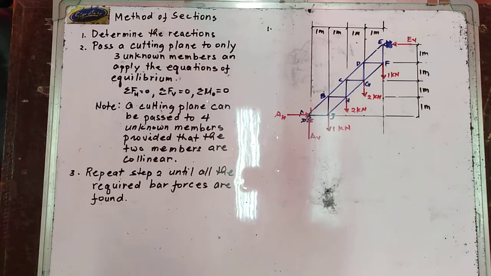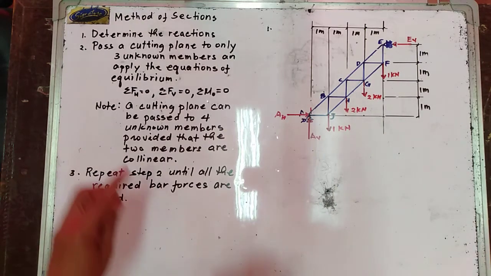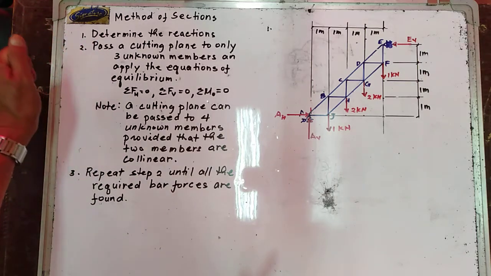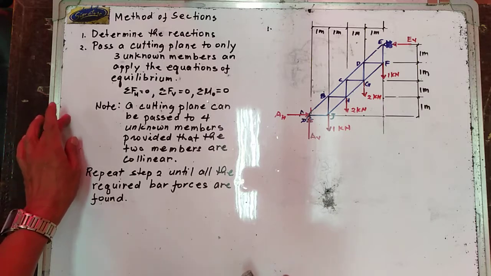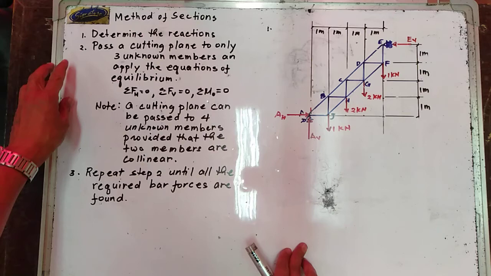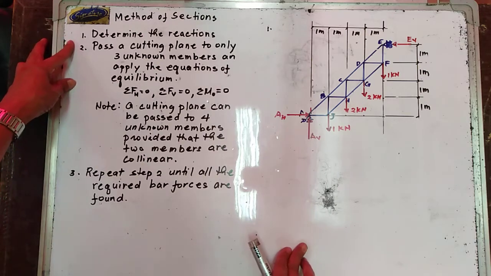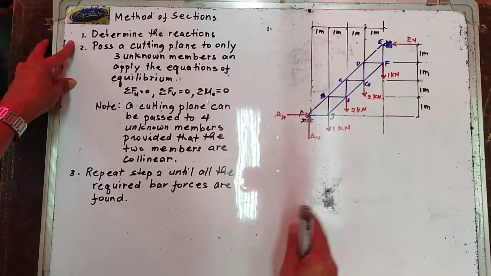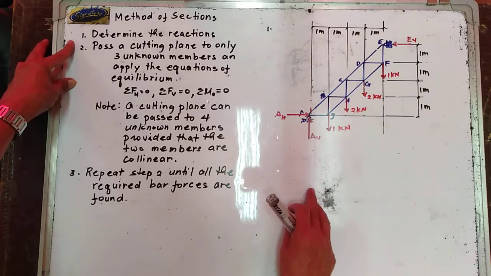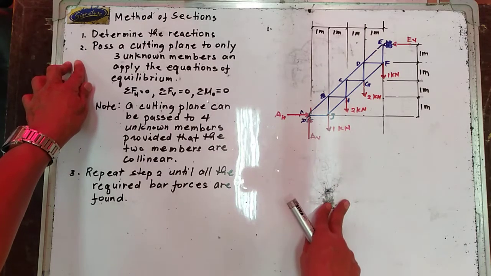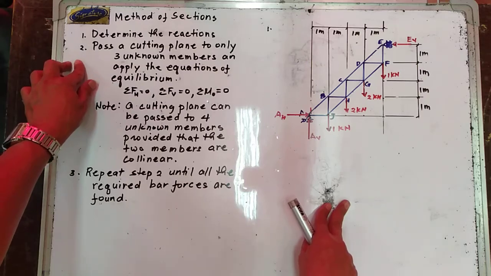Okay, let's now proceed to method of sections. So we have the steps in analyzing trusses using the method of sections. First, determine the external reactions. After determining the external reactions, you pass a cutting plane through only 3 unknown members and apply the equations of equilibrium.